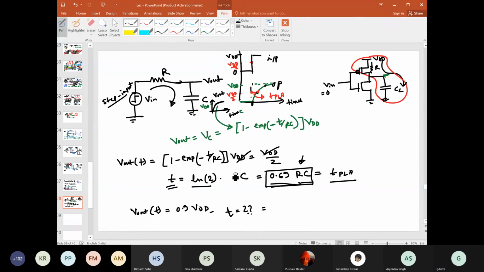RC ln 10. Can you give me some numerical value like this so that we can compare? 2.303. Yeah. So it should be around 2.2 times RC, right? So you can see that to reach 50% it is 0.69 of RC, but to reach 90% it is 2.2 of RC, right? So just keep an eye on this while designing any integrated circuit.